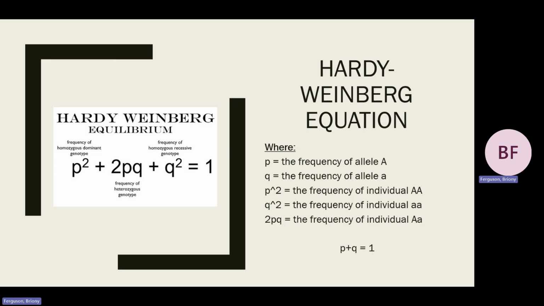P squared is the frequency of the homozygous dominant individual. Q squared is the frequency of the homozygous recessive individual. And 2pq is the frequency of the heterozygous individual.